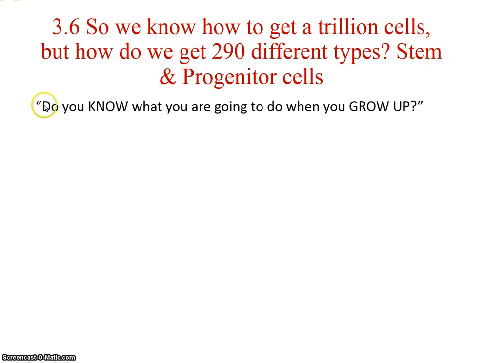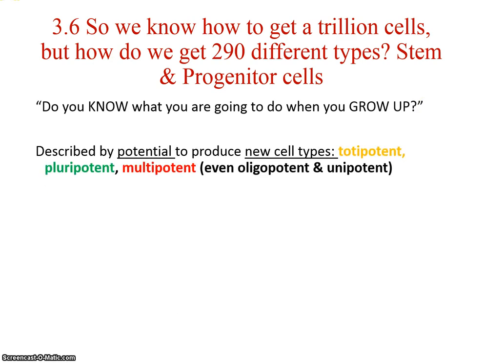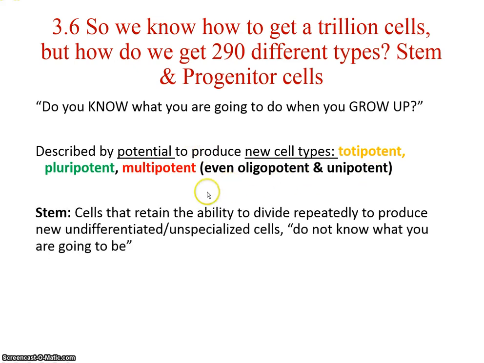So I just playfully ask, do you know what you're going to do when you grow up? Well, a stem cell doesn't. All right, it hasn't defined that. So we often say that it is not differentiated. It doesn't know the difference. So we describe these by their potential to produce new cell types. So we use the term totipotent, pluripotent, multipotent, and I say there's even oligopotent and unipotent, but you don't have to know those. All right?